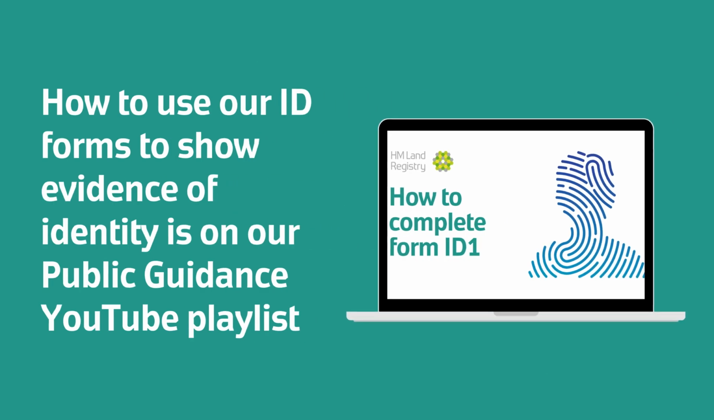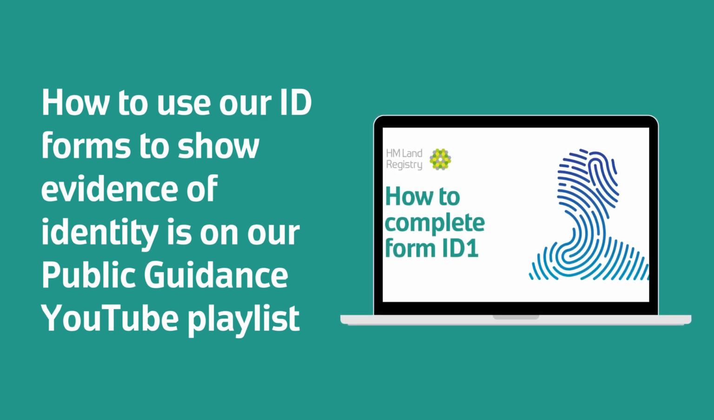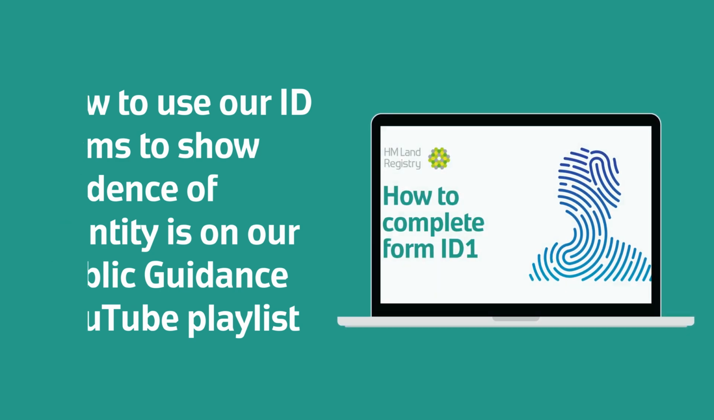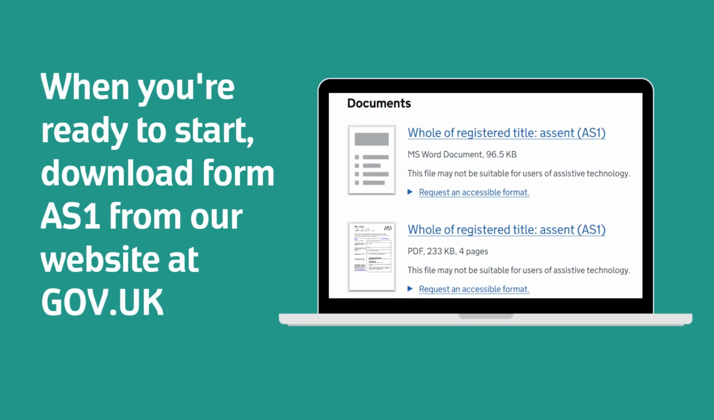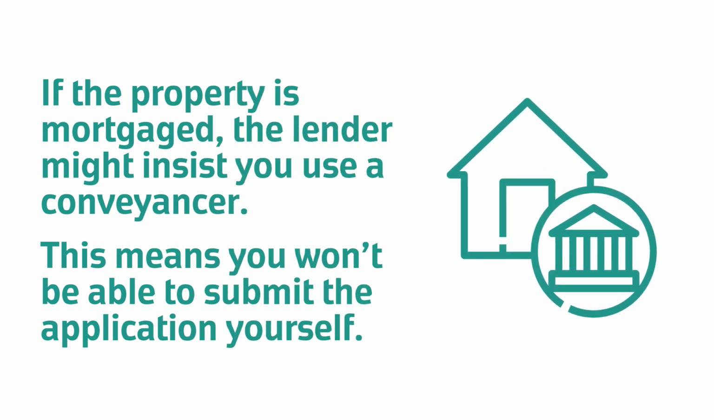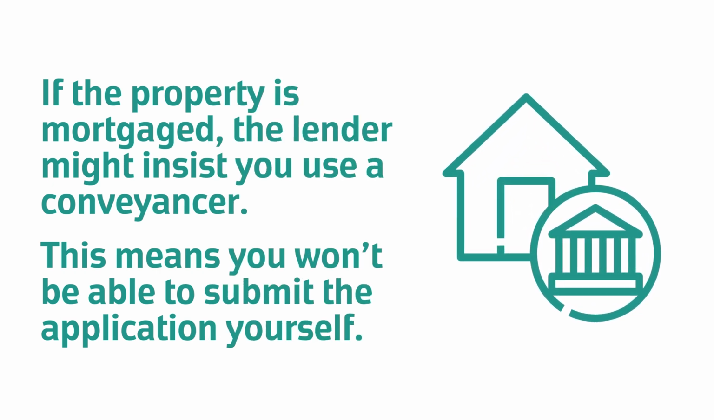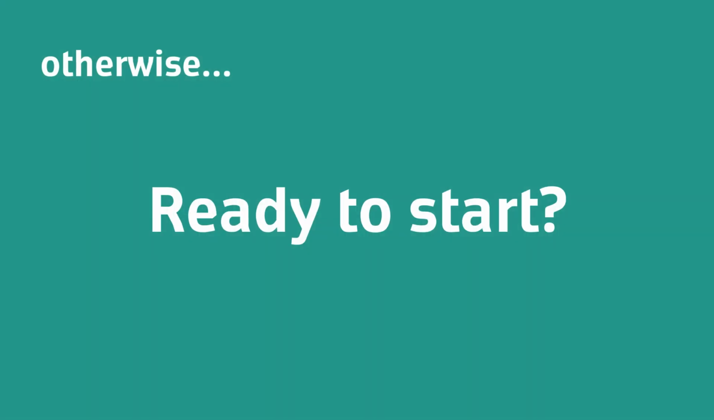You'll find a video showing you how to use our ID forms to show evidence of identity on our Public Guidance YouTube playlist. When you're ready to start, download Form AS1 from our website at gov.uk. Please be aware, if there is a mortgage involved, a mortgage lender may insist that you use a conveyancer to handle and make the application, so you will not be able to submit it yourself. I will now show you how to fill in Form AS1.